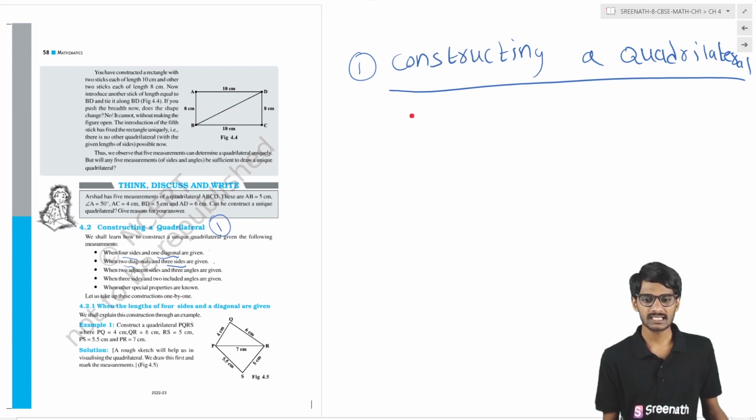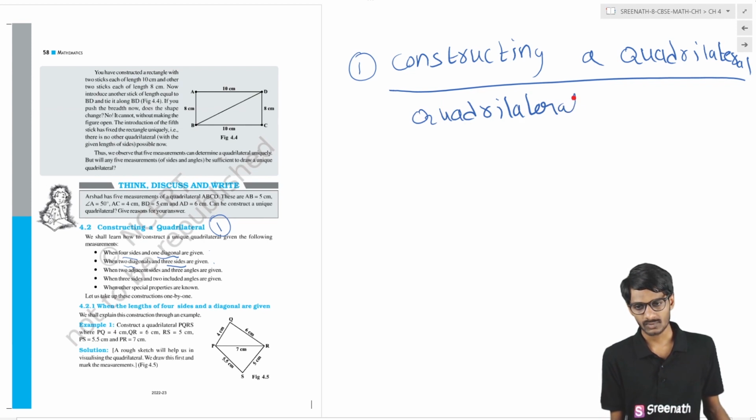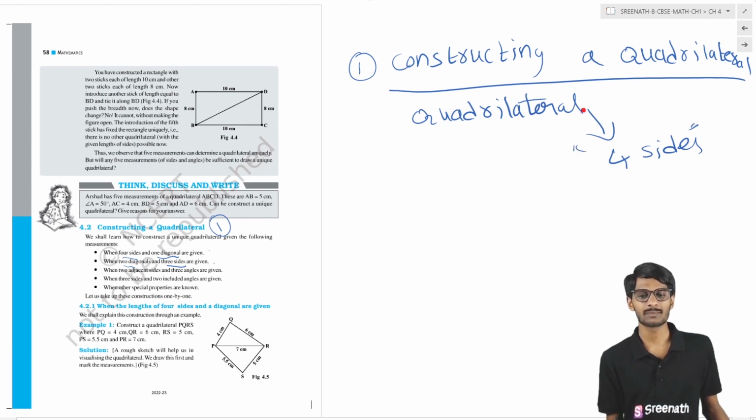What is a quadrilateral? A quadrilateral is a polygon, and it has four sides. It is a four-sided polygon, students.